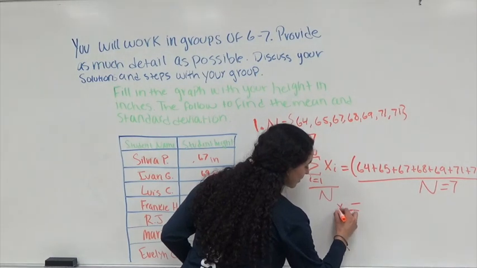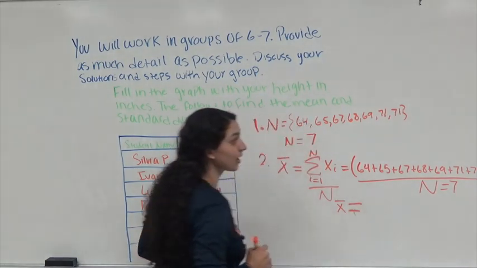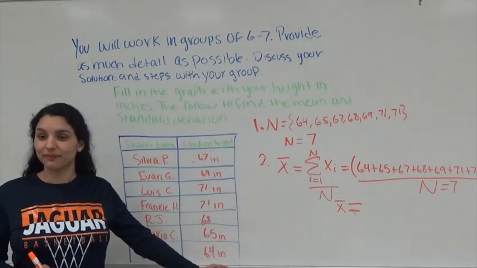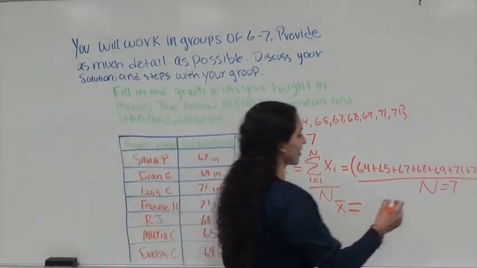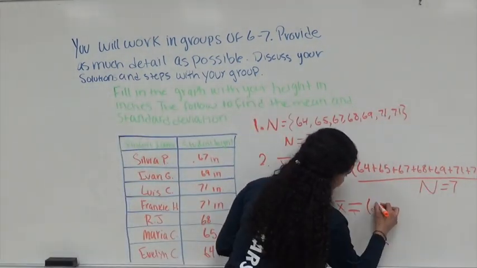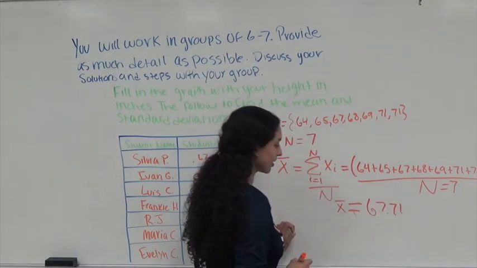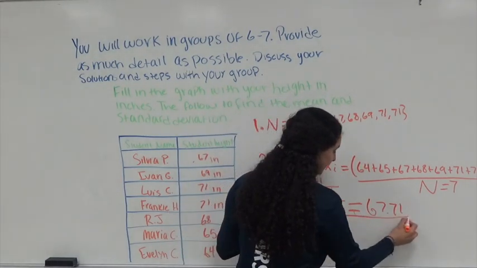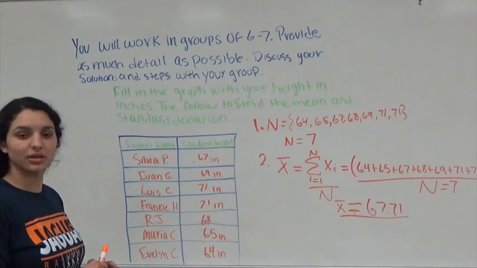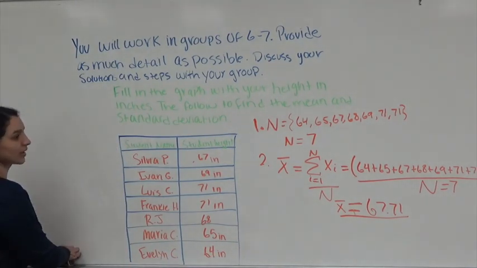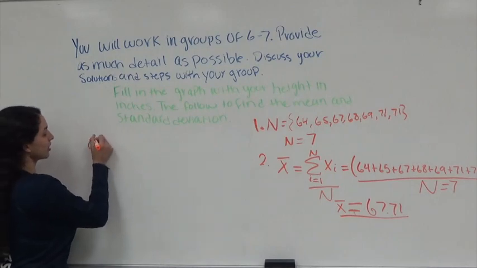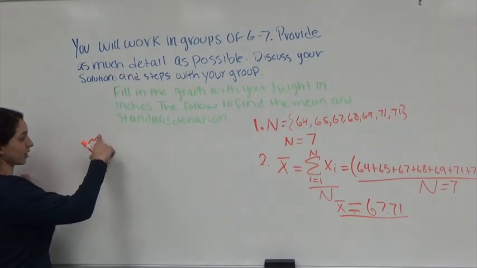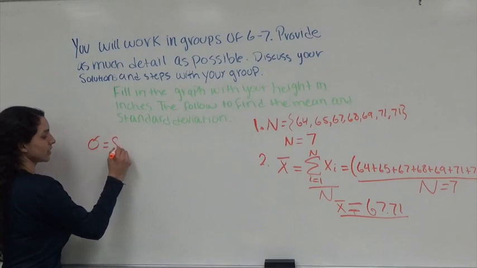And our mean would be, any volunteers? Yes. 67.71. There we go. 67.71 is our mean. I'll just give you a couple of minutes to write that down. Now that we have our mean, we can solve our standard deviation, which is this symbol, or you can use the S.